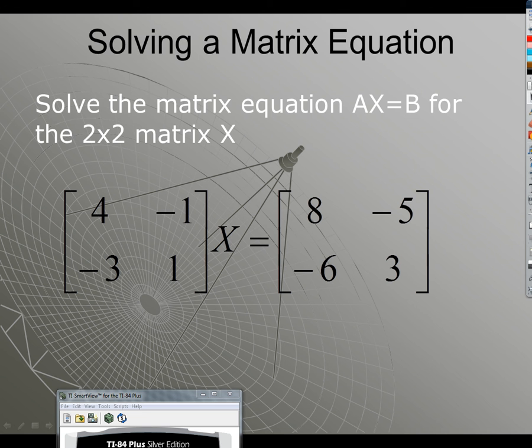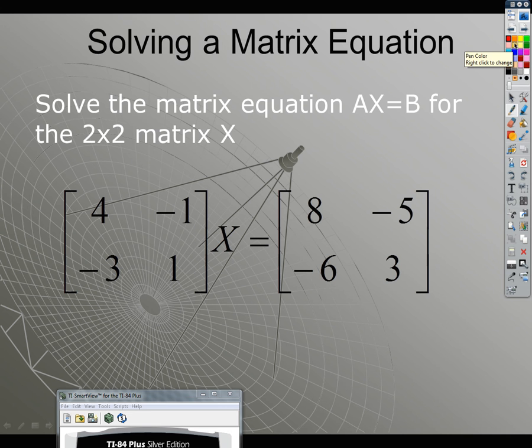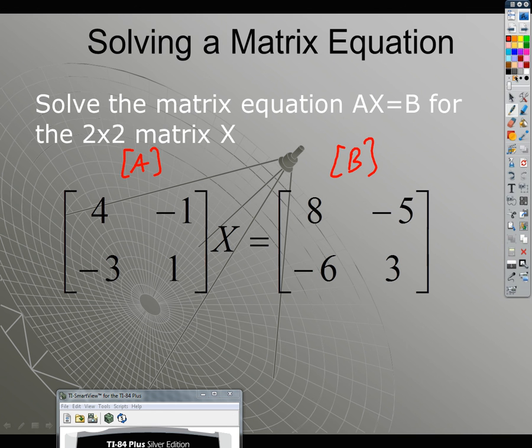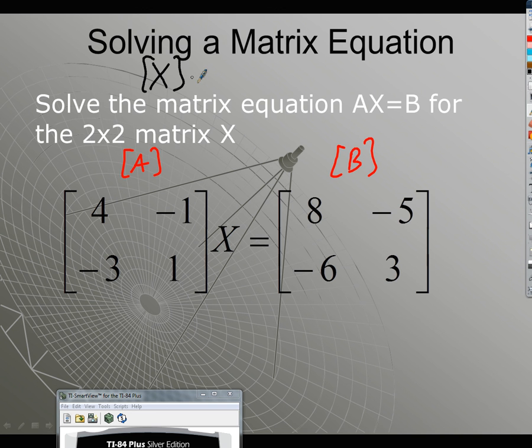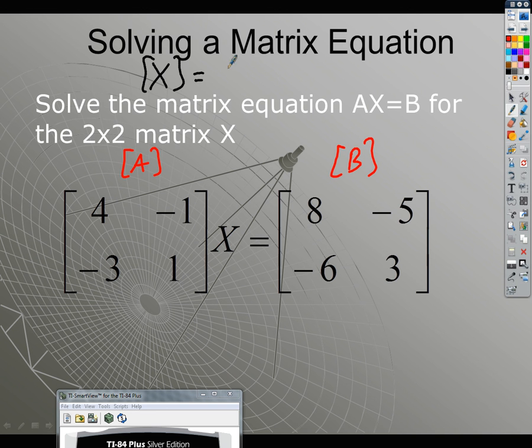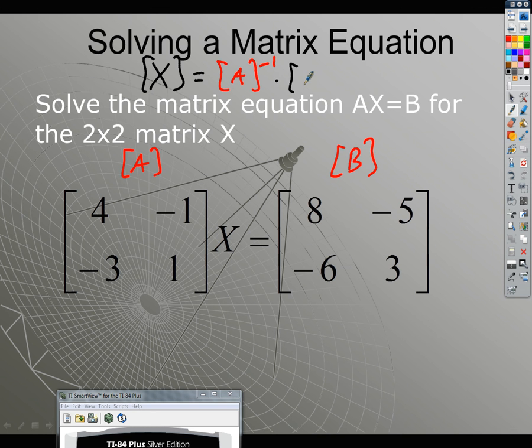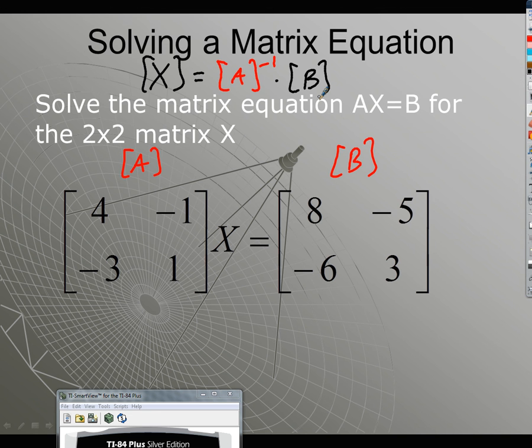So all we have to do in our calculators is just enter this one. We're just going to call this guy matrix A. We're going to call that guy matrix B. And we already know that our answer, matrix X, just equals A inverse times B, right? I can just do that on my calculator. So let's try that.